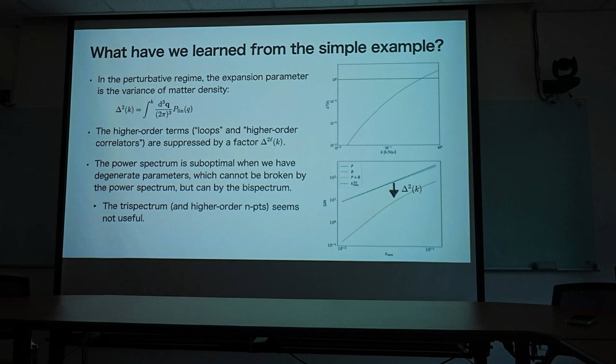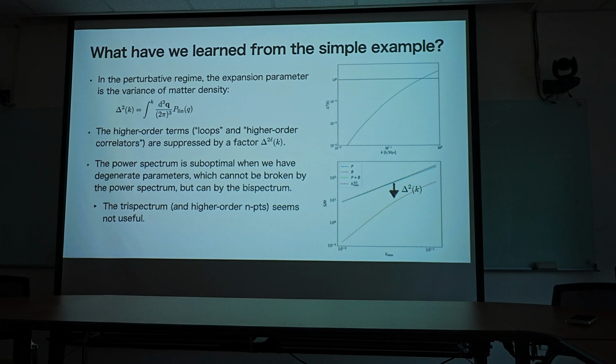And this is the expansion parameter. So all the higher order effects, such as loops or higher order correlation functions, are suppressed by this factor, this factor squared or to the fourth or something like that. And the point is, in some cases, the power spectrum analysis becomes suboptimal.